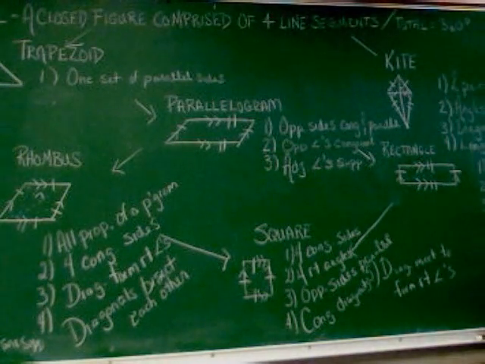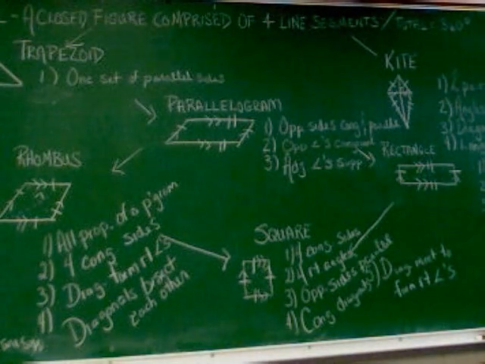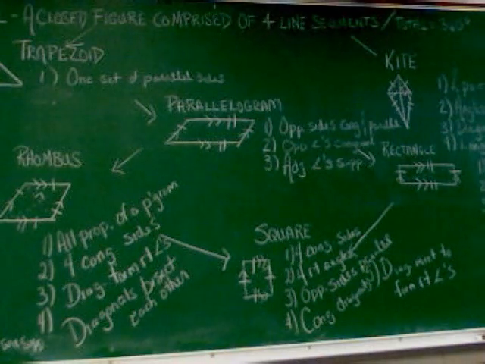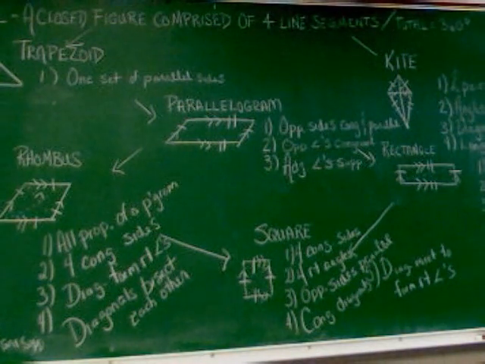First property says that the opposite sides are congruent and parallel. So the sides that are across from each other, top down or left, right, are congruent and parallel. Second one says the opposite angles are congruent. That's the angles that are diagonally across from each other. The opposite angles are congruent.